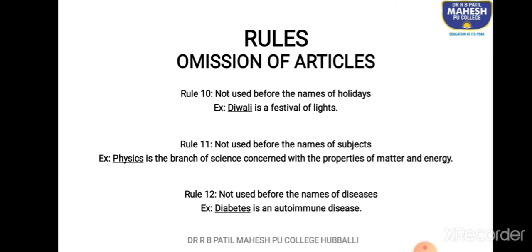Not used before the names of diseases. If any problem is found in a person and that person is diagnosed, that person's disease name should not go along with any article, so it should be independently pronounced. For example: diabetes is an autoimmune disease.